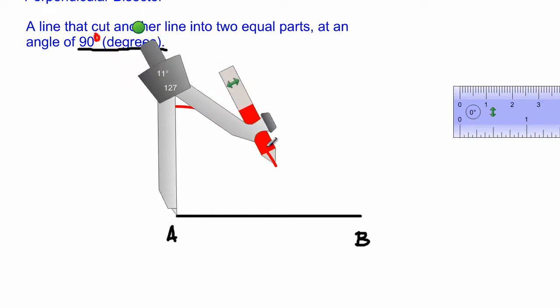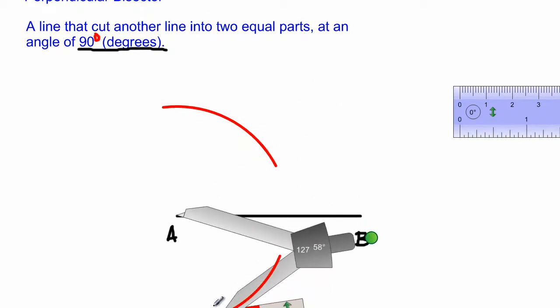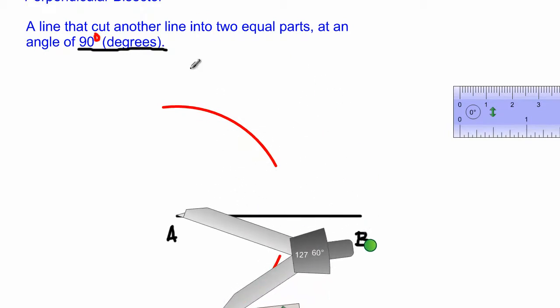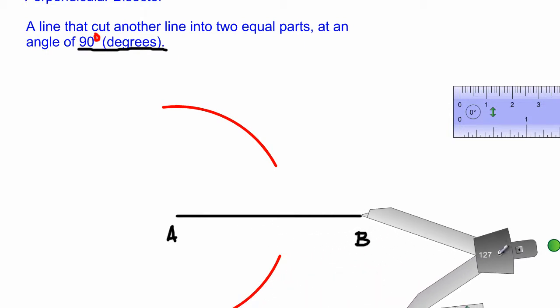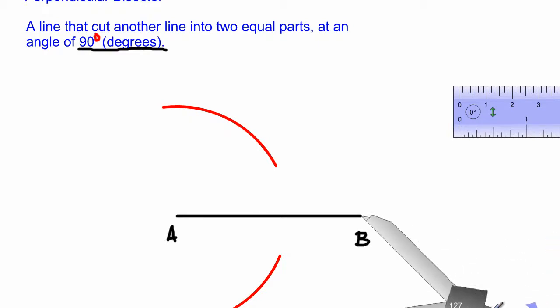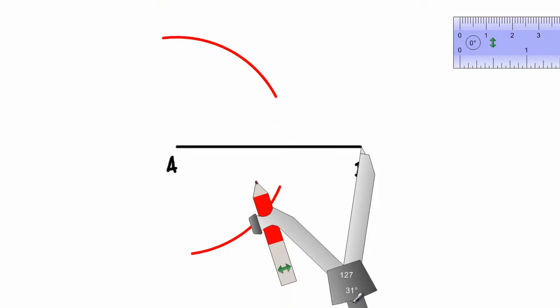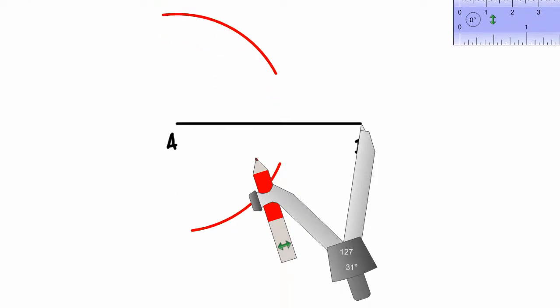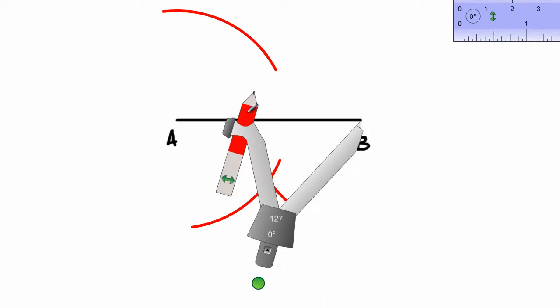So I've swung an arc here, and again I'm going to go below and repeat the process. I'm going to swing an arc down there. So I've swung two arcs, one at the top and one at the bottom, from the point A. Now I'm going to move my compass to the point B and repeat that step. I'm going to swing an arc that intersects that arc. Now I'm going to swing another arc that cuts that arc up top.